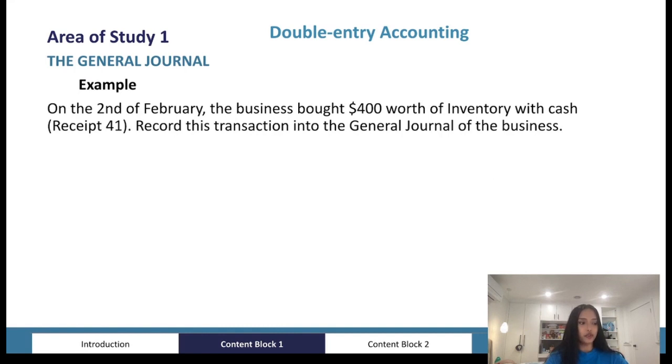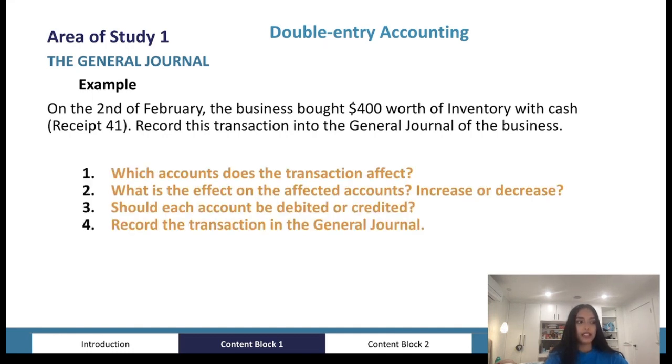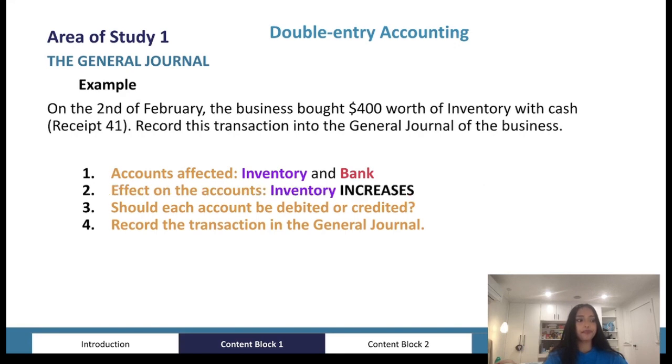So here's an example that we'll do together. The business purchased $400 worth of inventory on the 2nd of February. We'll go through the steps one by one. Firstly, we need to determine which accounts are affected by the transaction. In this case, that's inventory and bank. The business is buying inventory with cash. And then the effect on the accounts: inventory will increase because we're purchasing inventory, so we're going to get more inventory, and bank decreases because we're spending money to purchase the inventory.